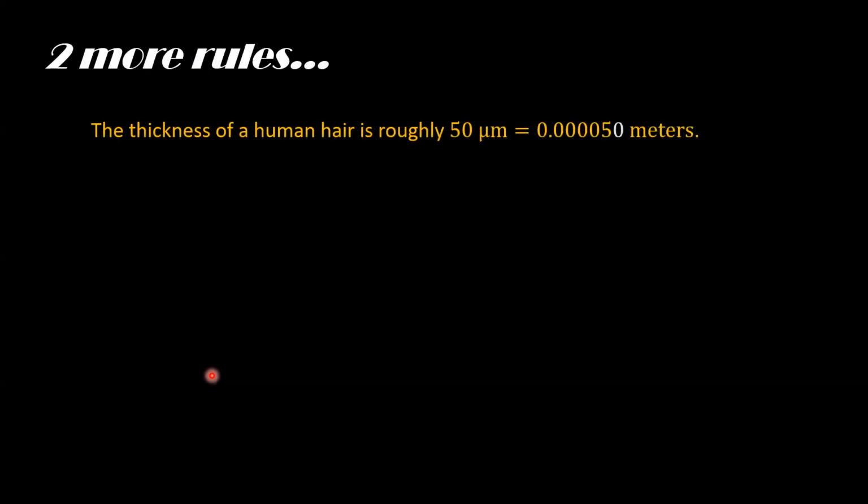Two more rules that you've actually already seen. What's with me in human hair today? I happen to know that this is an average value, but the thickness of many people's hair is something like 50 micrometers. That's a millionth of a meter, so 50 millionths of a meter. So I've written it like this. Notice 1, 2, 3, 4, 5, 6. That 0, this 0 right here, is in the millionths place.